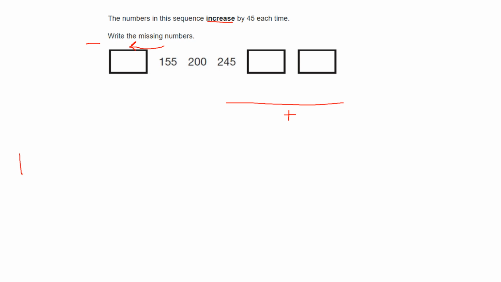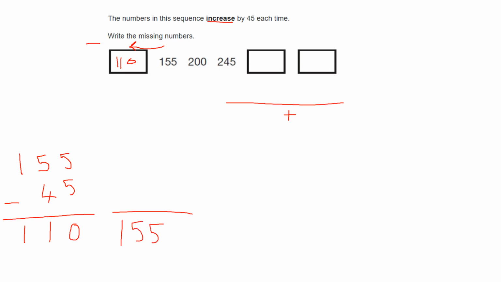So I've got 155. And instead of increase by 45, I am going to decrease to find my original number. So lovely simple calculation. 5 take away 5, 0. 5 take away 4 is 1. 1 take away nothing is 1. Now, of course, I could do the inverse of that calculation to double check that I am right. So I know that I want my answer to be 155.